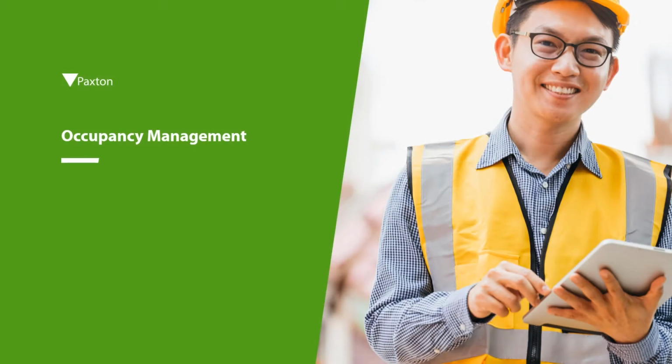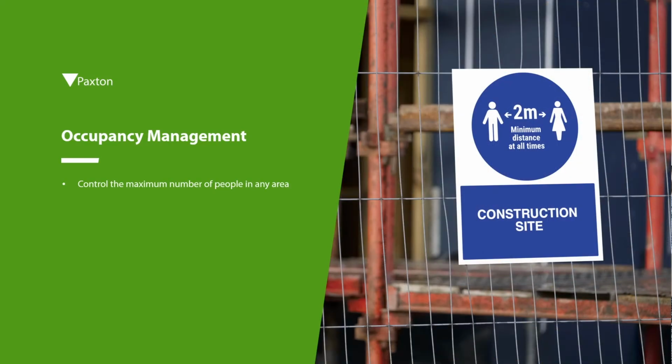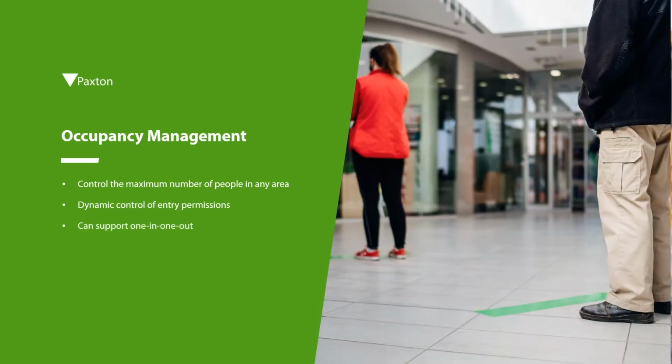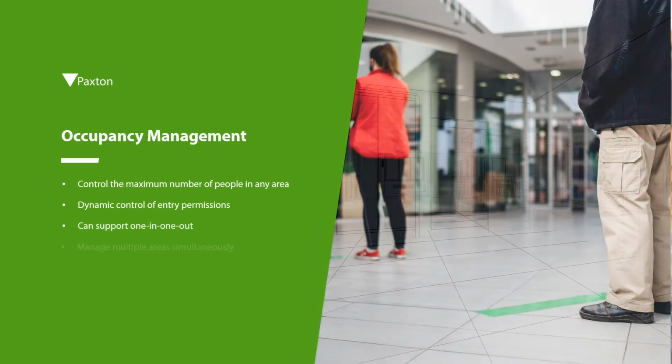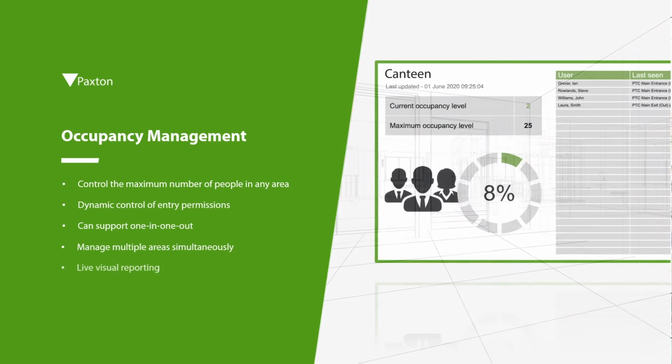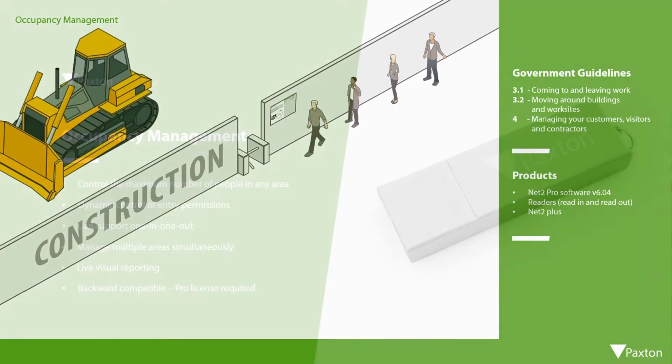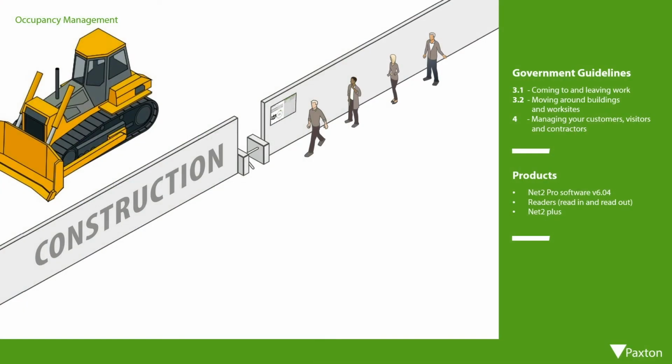Let's begin by explaining what the Net2 Occupancy Management feature is and what it does. The Occupancy Management feature has been designed to allow system users to set occupancy limits within an area or areas within a building or an open site. This allows us to control the maximum number of people within an area at any given time.